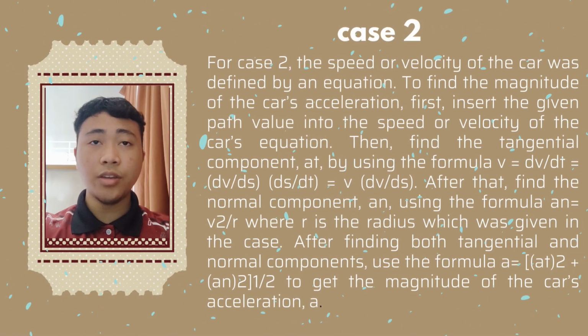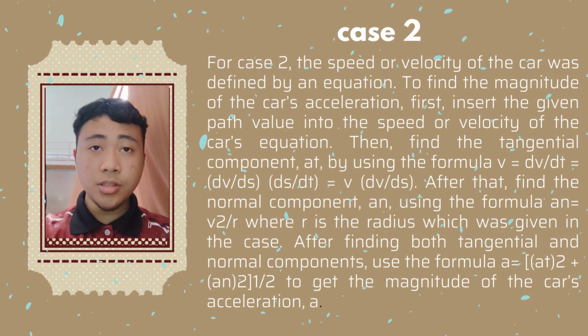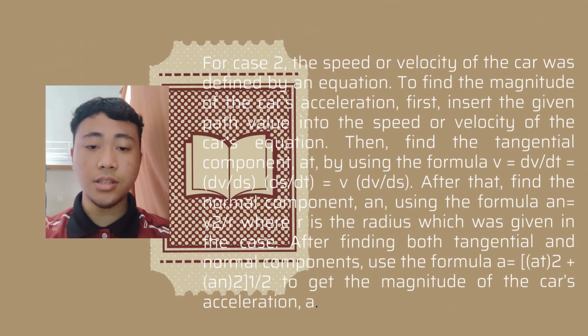For the second case, we have the speed or velocity of the car, which was defined as a function. To find the magnitude of the car's acceleration, first insert the given path value into the car's velocity equation. Then, we can find the tangential component by using its formula. After that, we can find the normal component using its formula, where r is the radius which was given in the first case. After finding both tangential and normal components, we can use its formula to get the magnitude of the car's acceleration.